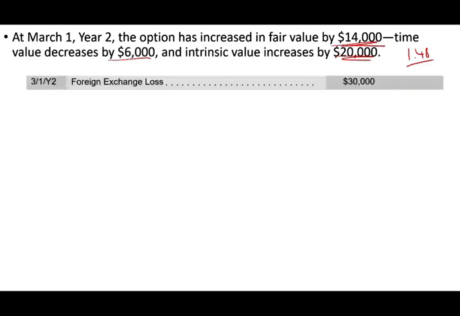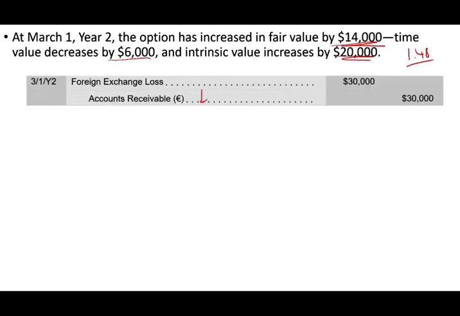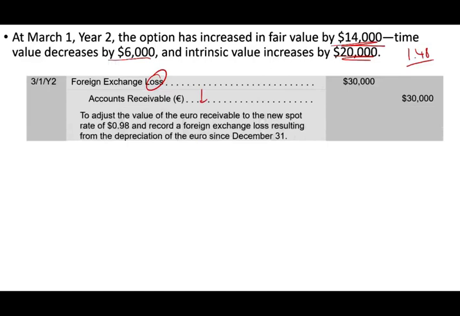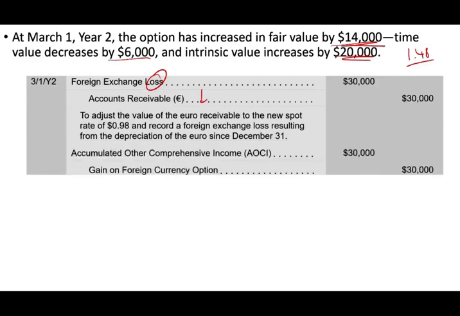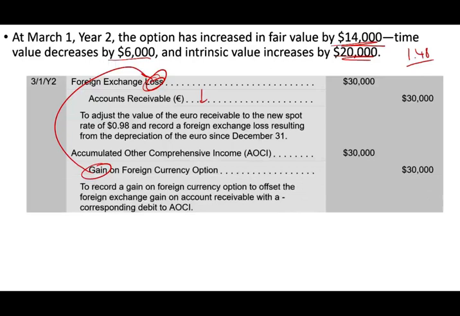So the first thing we have to do is adjust our receivable. We reduce our receivable and we record the loss. Then, remember, when we have a loss on the receivable, we have a gain on the corresponding hedging instrument. Therefore, if we have a loss here, we're going to have a gain here, the exact opposite. Therefore, we debit accumulated other comprehensive income, we credit gain on foreign currency option. This is to record the gain on the foreign currency option to offset the foreign exchange gain on the account receivable, with the corresponding debit to AOCI, accumulated other comprehensive income.